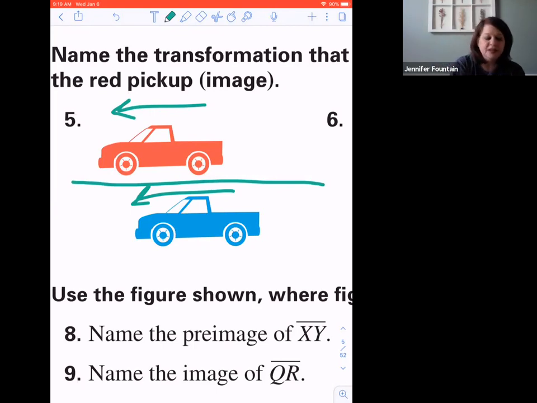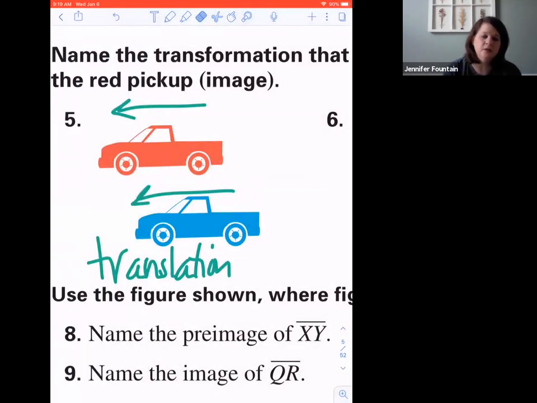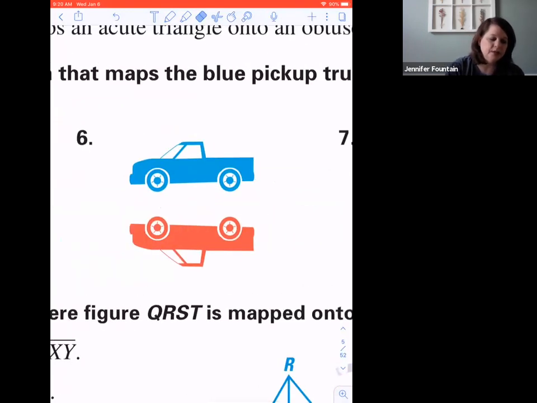So if it just slides down, that's called a translation, because it did not rotate. I mean, it didn't rotate and it didn't reflect over a line. Looking at number 6.